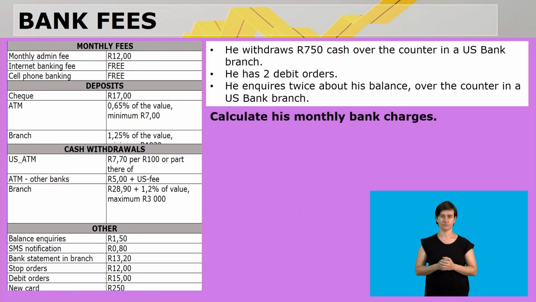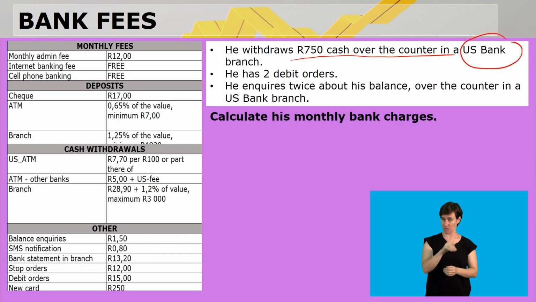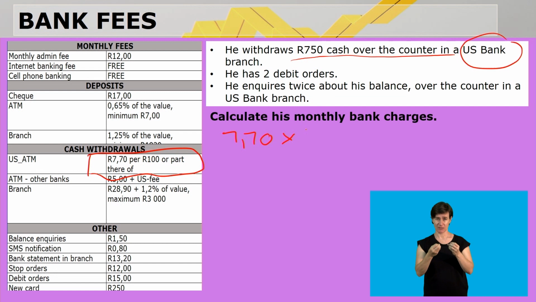Let's look at another example. He withdraws 750 Rand cash over the counter in his own bank. So let's go and look at this. 750, a withdrawal, there we go. So it's going to be 7.70 Rand, not 17.50 Rand, times how many? 8, because it's 750, and that's 8 hundreds then. So it's 7.7 times 8, and that gives us a total of 61 Rand 60.